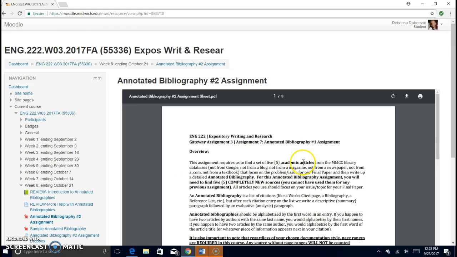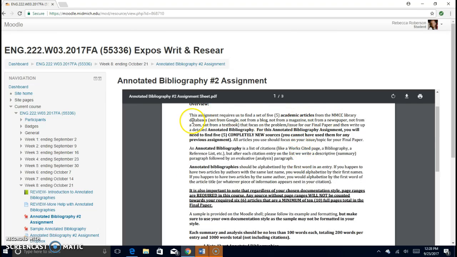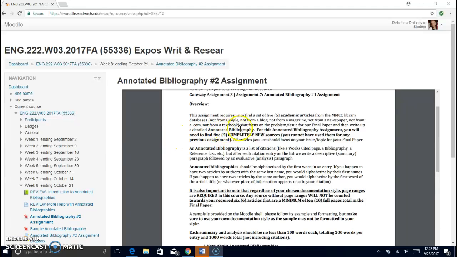So for this assignment, you need to find 5 articles from the MMCC library databases, again, not from Google, a blog, a magazine, a newspaper, a .com, a textbook, etc., that focus on the problem or issue for your final paper. And then you're creating another annotated bibliography. For this annotated bibliography, you need to find 5 completely new sources, so sources you have not used for any previous assignment. And of course, all the articles you use should focus on the issue or topic for your final paper. And again, this is what you proposed in your research proposal, the topic of your final paper.